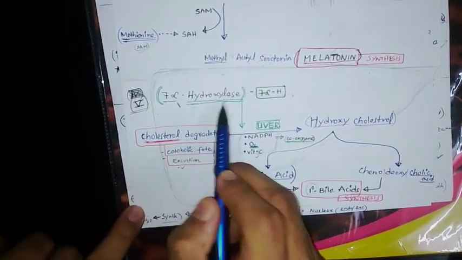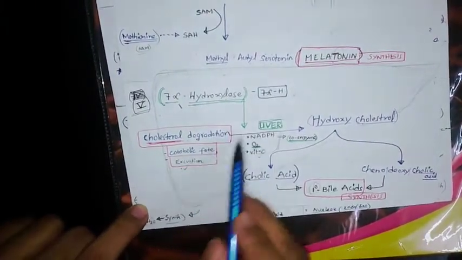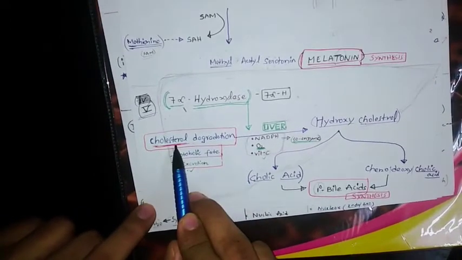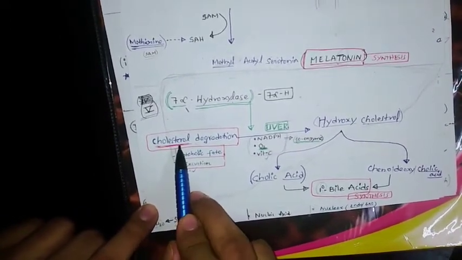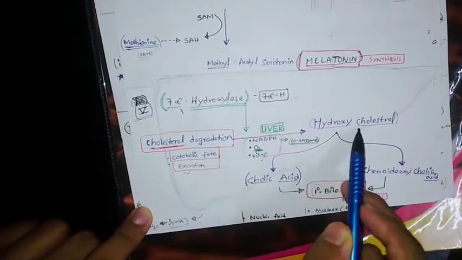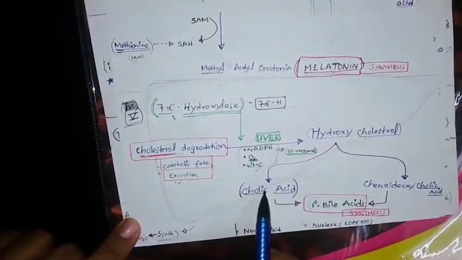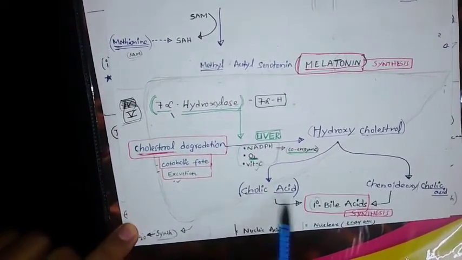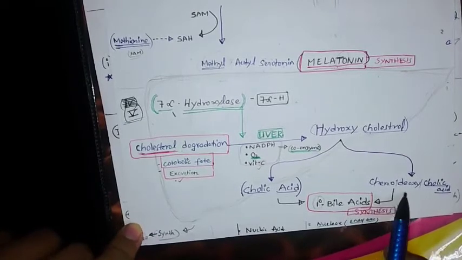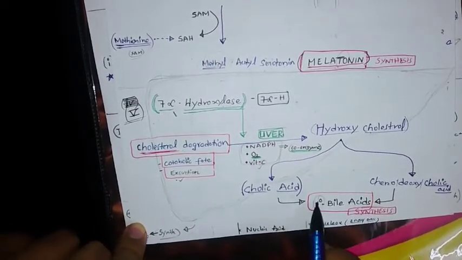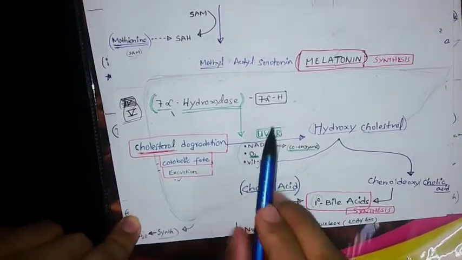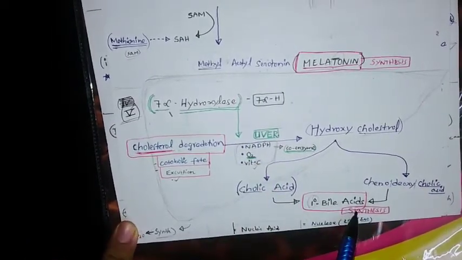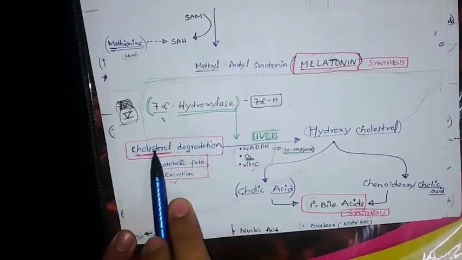7-alpha hydroxylase, 7-alpha H. It is in the liver. You can see in the liver cholesterol degradation takes place. Cholesterol in our body is converted into hydroxycholesterol, and hydroxycholesterol is converted into primary bile acids. You can remember these names later: cholic acid and chenodeoxycholic acid. These are primary bile acids. So 7-alpha hydroxylase is useful in the synthesis of bile acids, which are formed due to degradation of cholesterol.